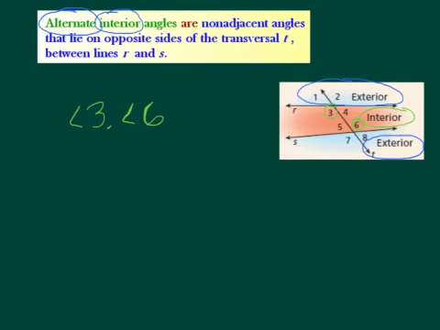One way you could think about this is the 2 angles that are the farthest apart from each other that are still inside the 2 lines R and S. So we also have angles 4 and 5 are alternate interior angles.